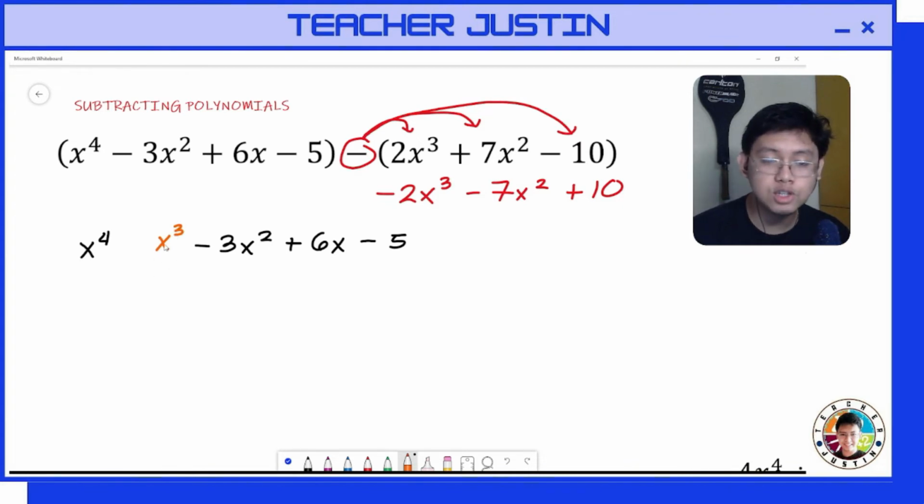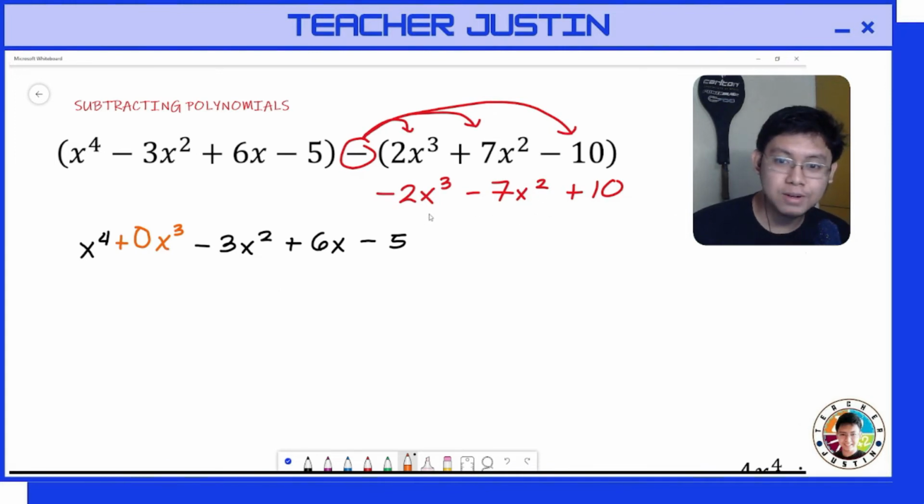And the coefficient of our x raised to 3 will be 0. So we will just add 0x raised to 3 to fill in the gap, so that when we align or combine like terms, we will know where to place the variable with x raised to 3.